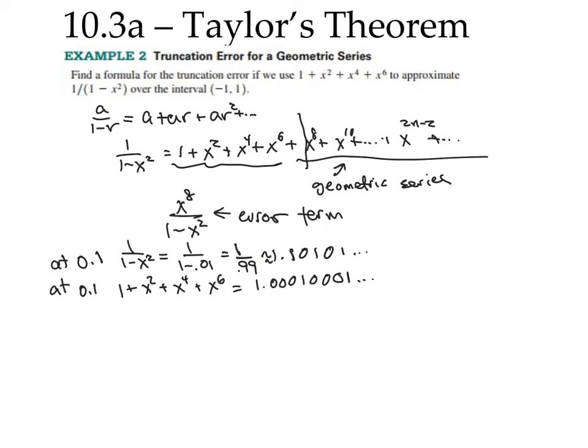a little bit. And the amount that they're off by is exactly x to the eighth over 1 minus x squared. So what is 0.1 to the eighth over 1 minus 0.1 squared? And if you calculate it, you'll find that the difference is exactly the difference between 1 over 1 minus x squared and 1 plus x squared plus x to the fourth plus x to the sixth at 0.1. So that's the lesson here.